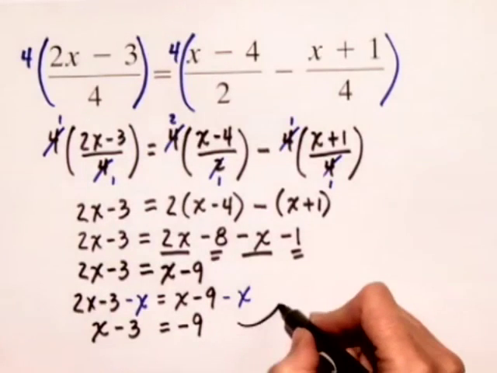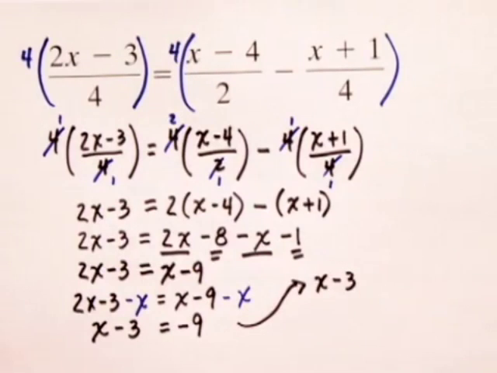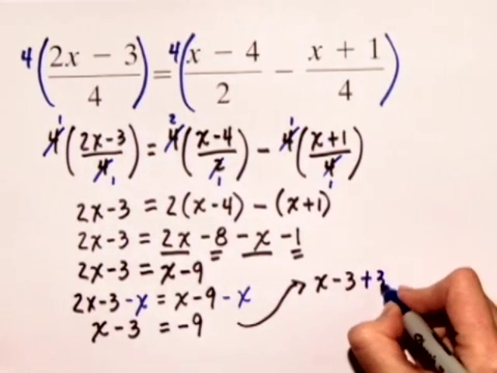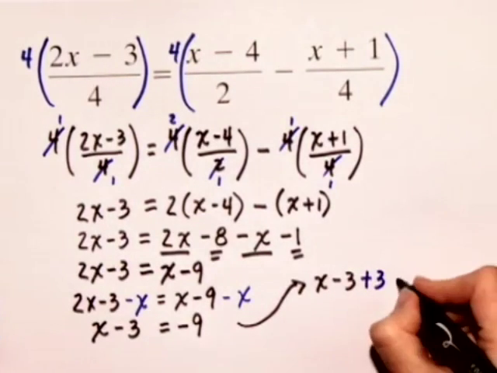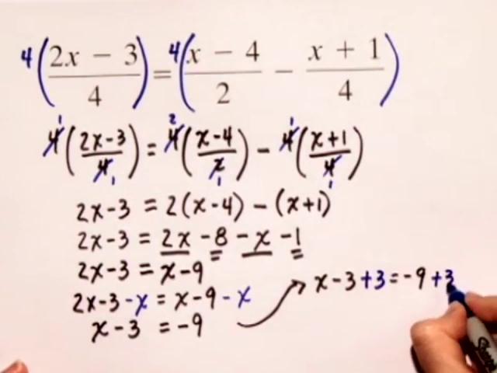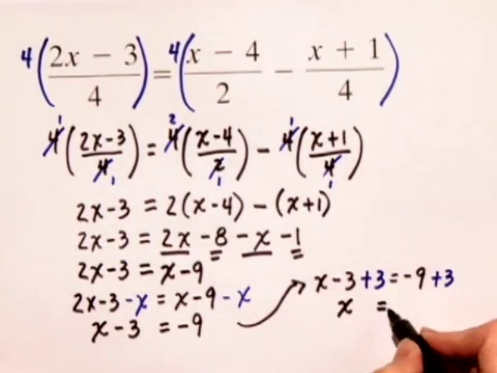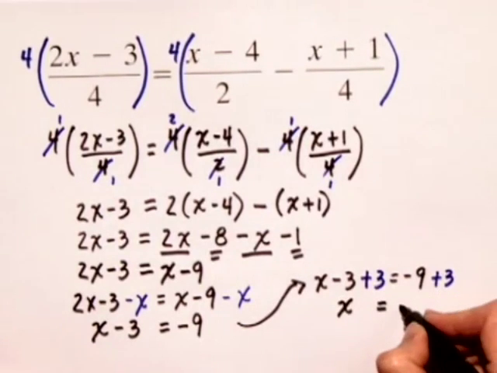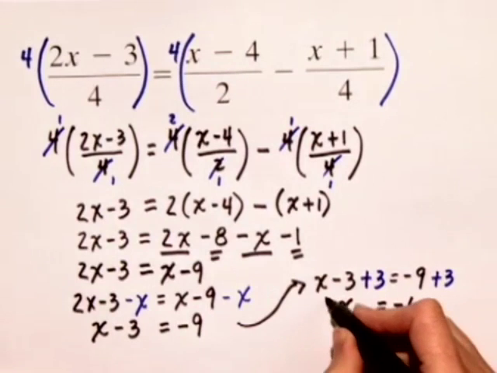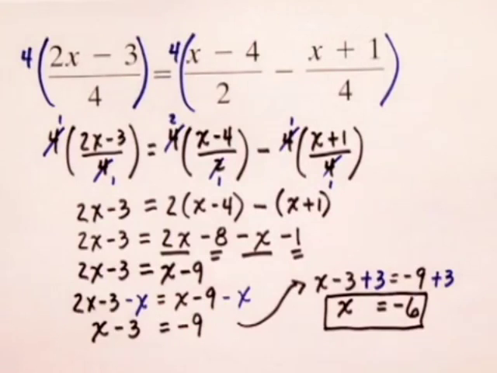The last step will be to add 3 to both sides, and I'll do that right up here. We have x minus 3 plus 3 is equal to negative 9 plus 3. And our final solution will be, on the left-hand side, just x is equal to negative 9 plus 3 is negative 6. So the answer to this problem is x equals negative 6.